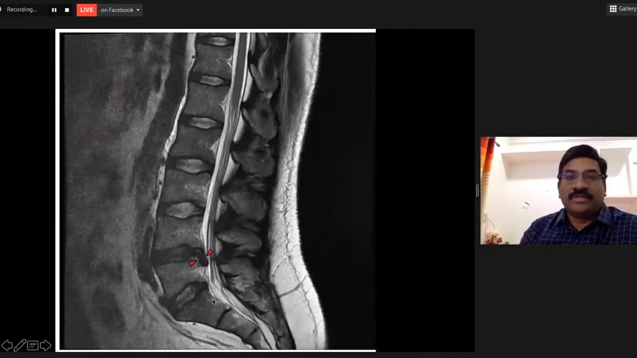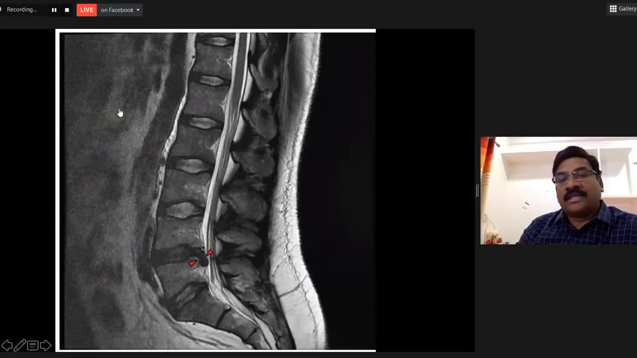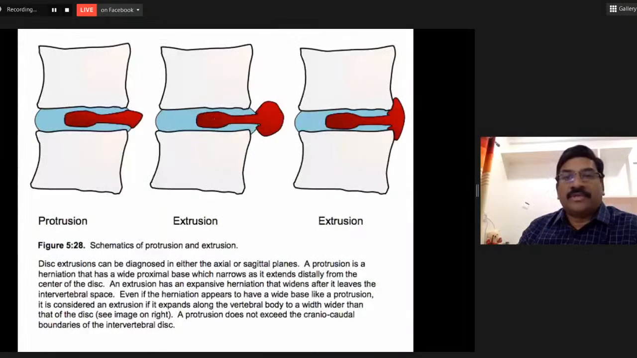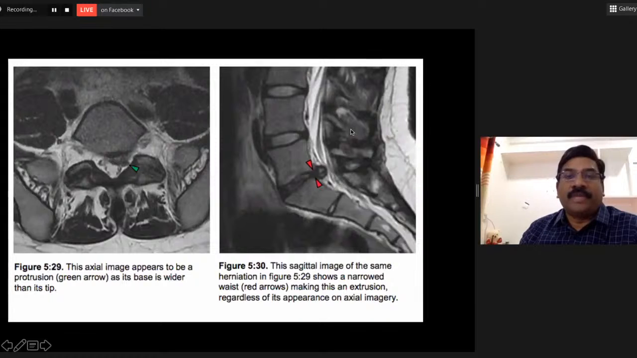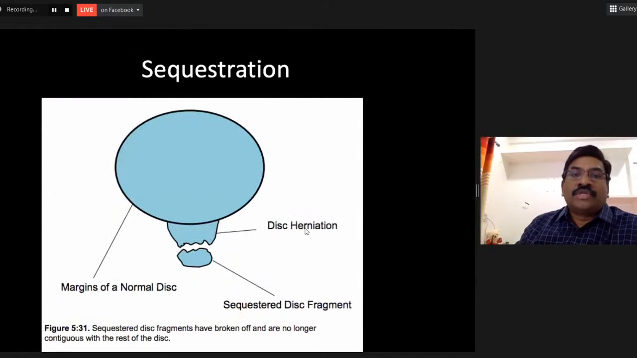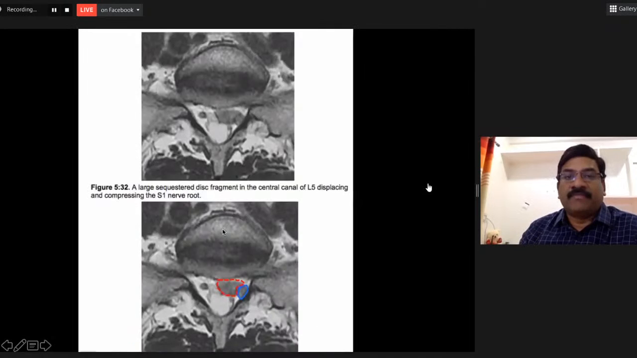And these extrusions in the sagittal view look like this. It is still in continuity with the parent disc, and that is called an extrusion. Somehow it comes out and then elevates the PLL there. Sequestration is when there is a detachment of a fragment from the herniated disc. The fragment migrates.